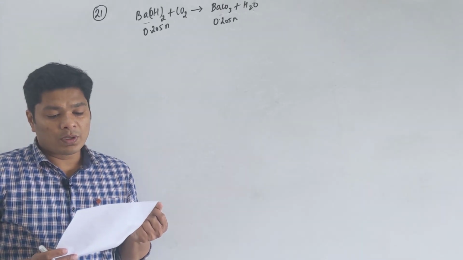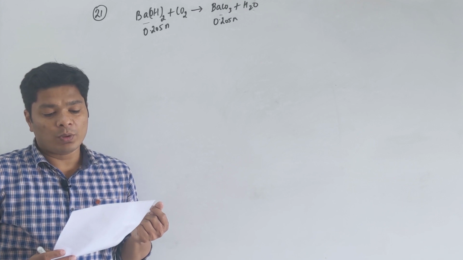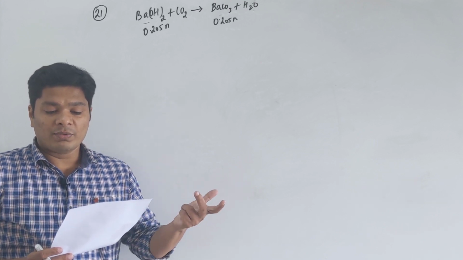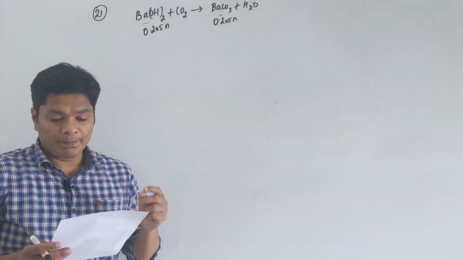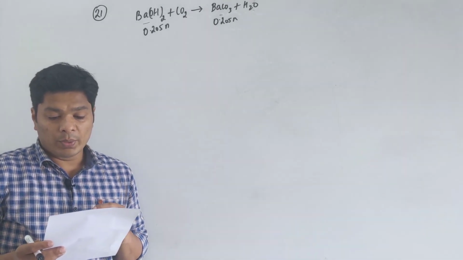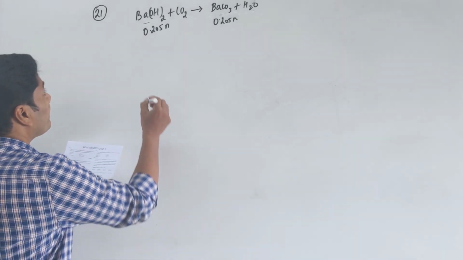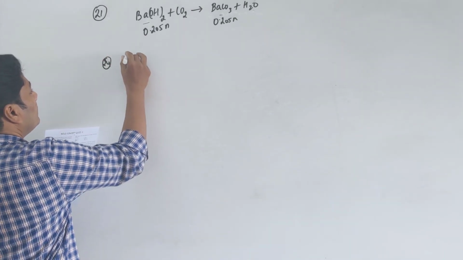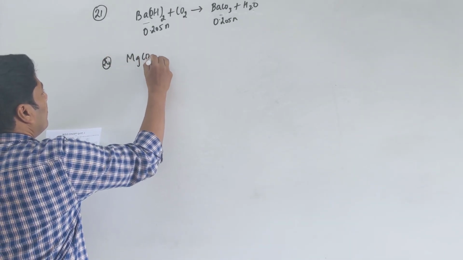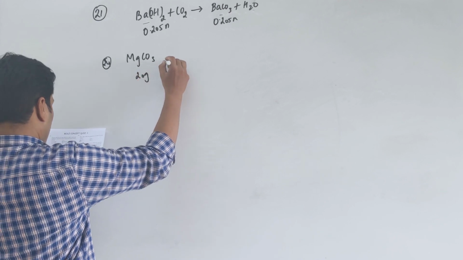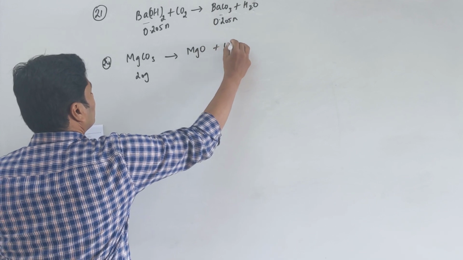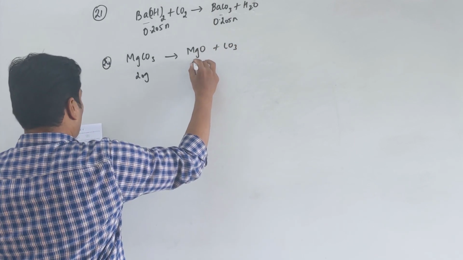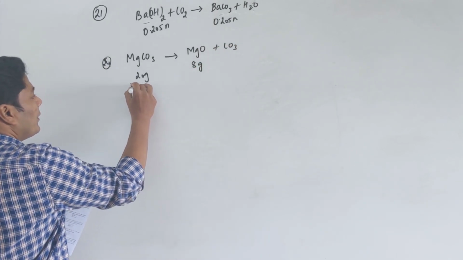23. How many moles are present in 2.5 liters of 0.2 molar H2SO4? Molarity times volume, 2.5 times 0.2, that's all, 0.5. Beta. 24. 20 grams of magnesium carbonate is heated to give you carbon dioxide and magnesium oxide. 8 grams. So this is impure.